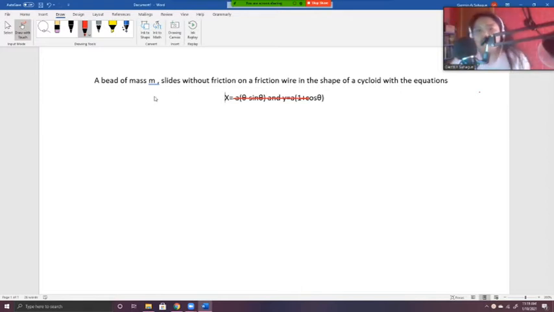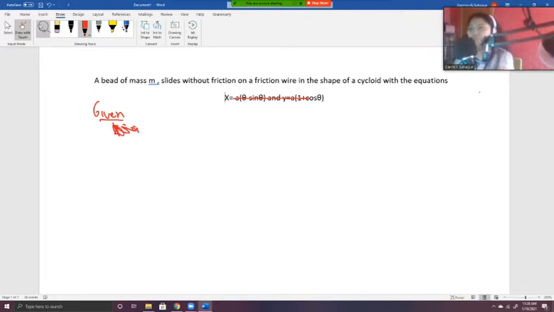Alright. So we want to find the Lagrangian of the problem. So, step number 1, determine the given. Our given is the x and the y. So, our x is this and our y is this.